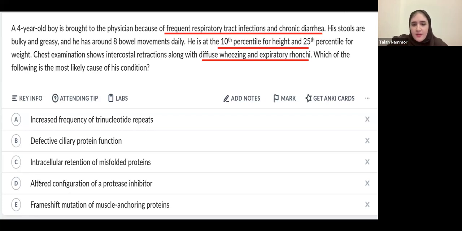But wait, before we continue. D, altered configuration of a protease inhibitor. This is alpha 1 antitrypsin. But doesn't the increased mucus impair the cilia, or no? You're right. But we're talking specifically about cystic fibrosis. In cystic fibrosis, we don't have a ciliary protein dysfunction. We have, as you said, a CFTR mutation. This CFTR mutation would cause misfolded proteins to stay inside the cells. So that's why all the dysfunction happens. So the answer is C. Okay?